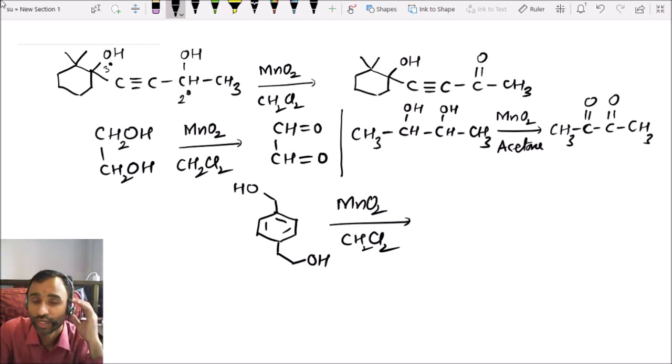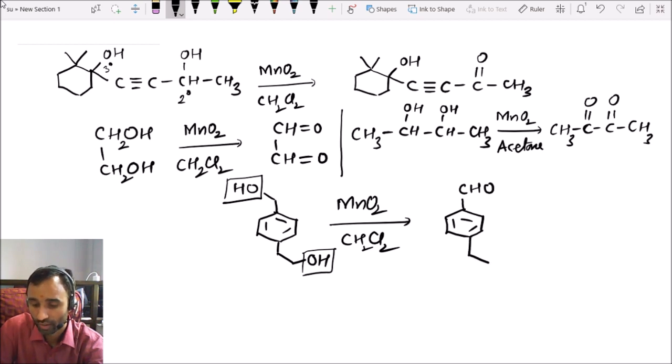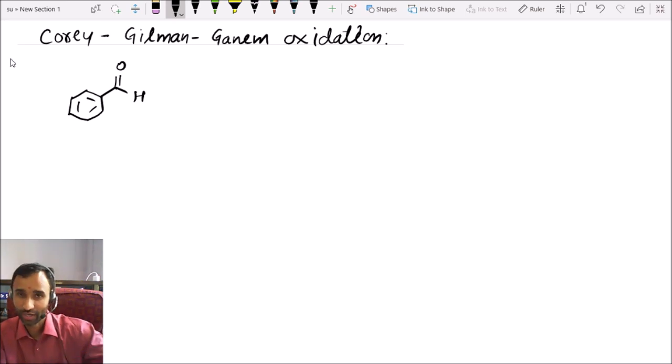Tell me which OH will be oxidized, this one or this one. Obviously the benzylic alcohol is oxidized, so this becomes CHO and the other remains as such. Earlier, MnO2 was used to oxidize benzylic or allylic primary or secondary alcohols into alpha beta unsaturated aldehydes or ketones.